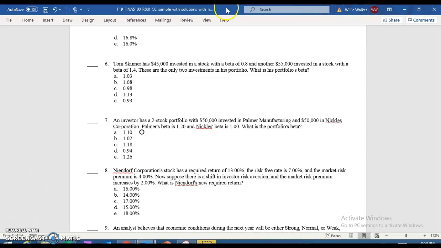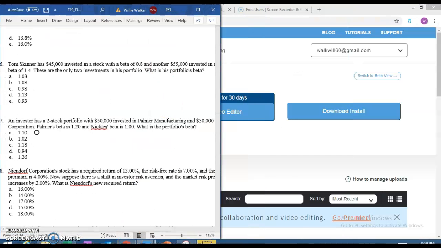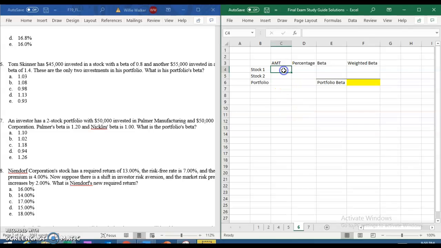All right, so let's put this into a spreadsheet. So we have stock 1. The amount invested is 45 grand with a beta of 0.8. Stock 2, 55 grand invested with a beta of 1.4. So actually, let's move this over. There we go. So we have our amounts and we have our betas.